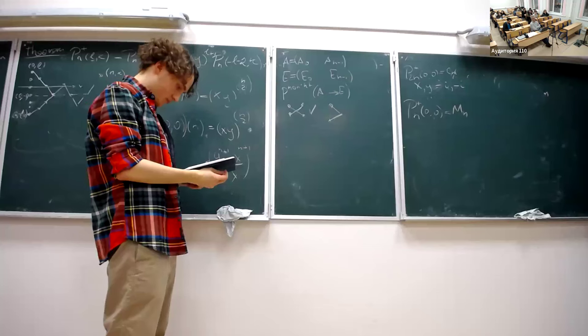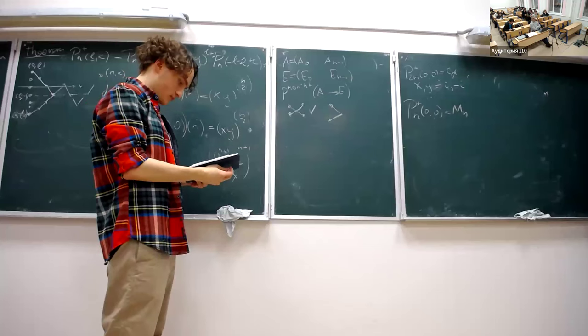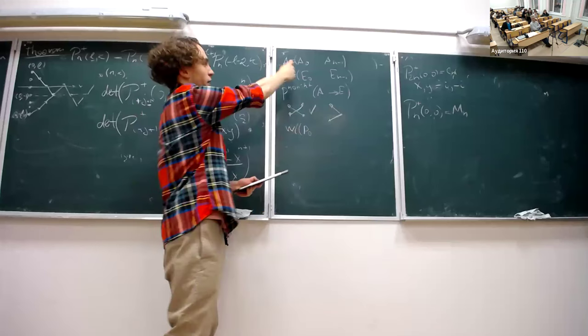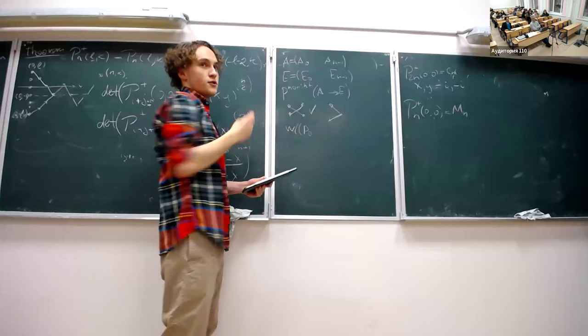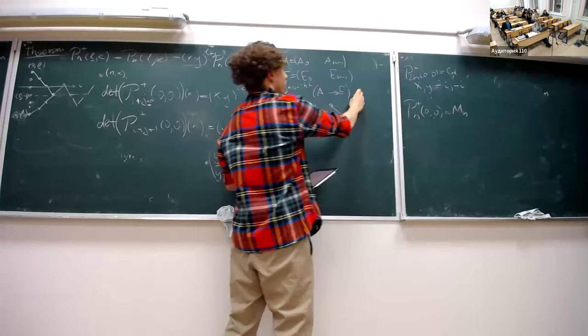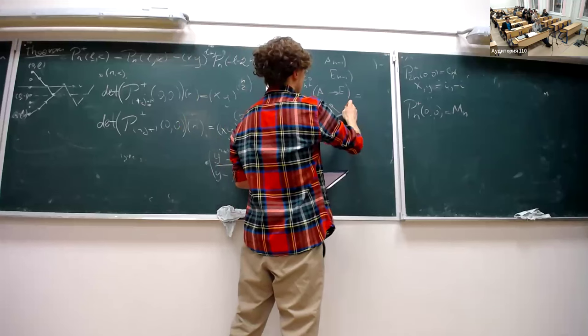And we can define the weight of a family of paths. So P0 goes from A0 to E0. Actually, a set of paths P equals a set of paths.